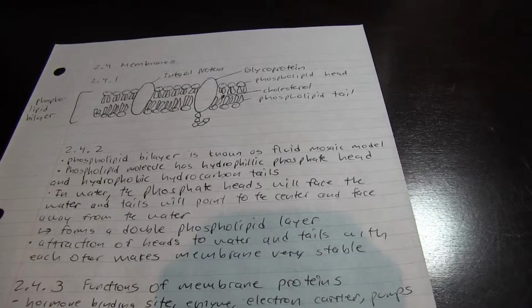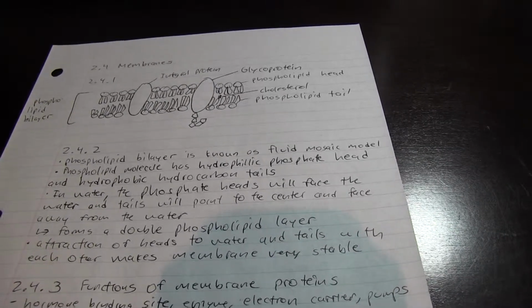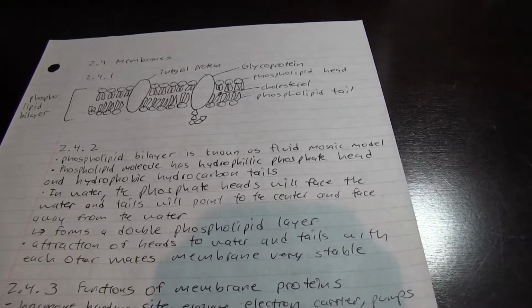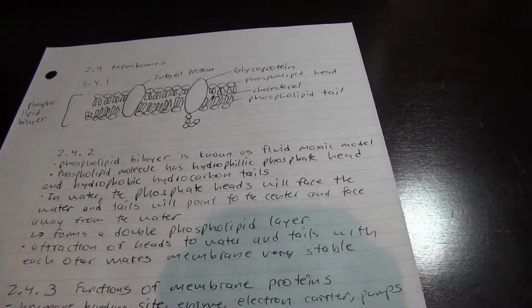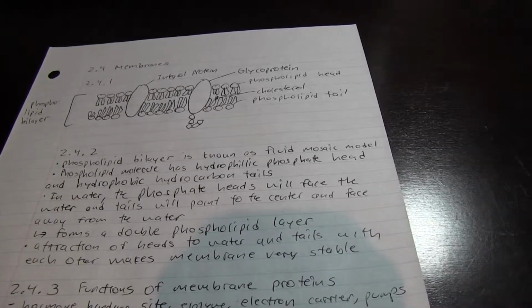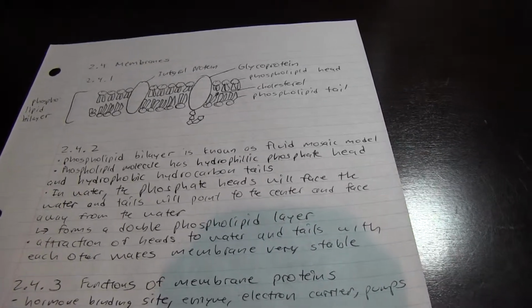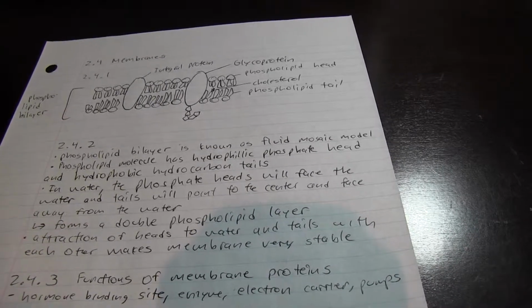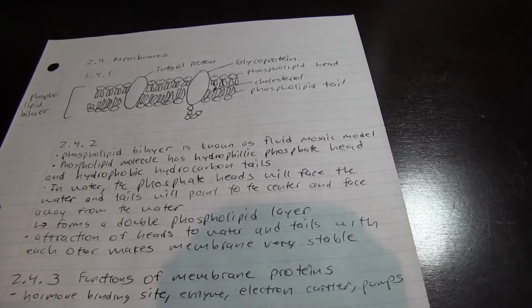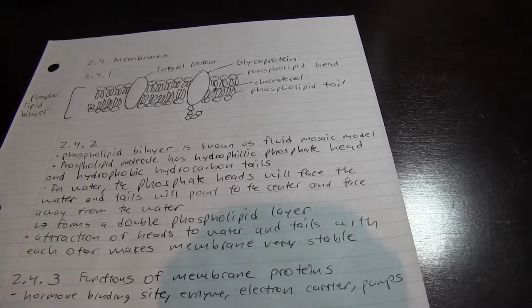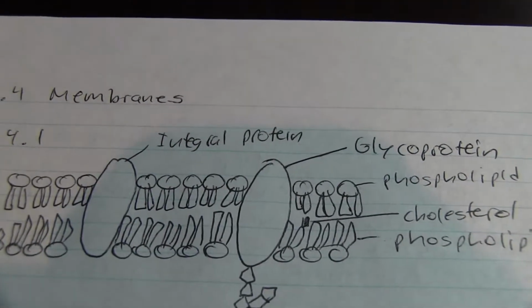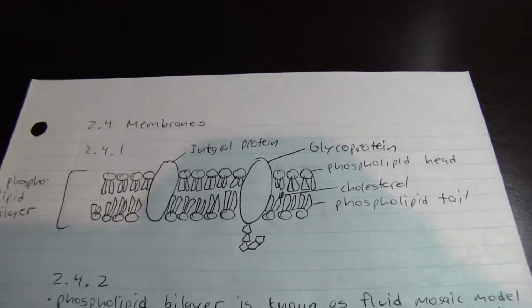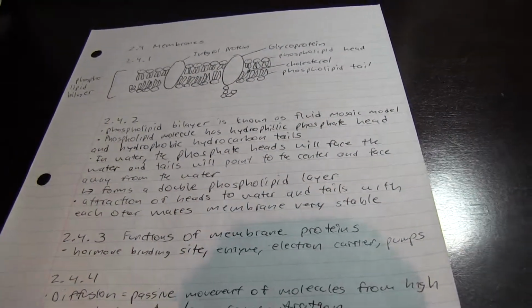In water, a phosphate head will face the water because it's hydrophilic. They want to attach with the water, they're polar with it, and the tails will point to the center and face away from the water, so it'll try to get as far away as possible. And this forms a double phospholipid bilayer. The attraction of the heads to the water and the tails to each other makes the membrane very stable. So the head attracting to the water gives it stability, and the tails here also give it stability. So it gives a very nice stable structure that you need to be stable.